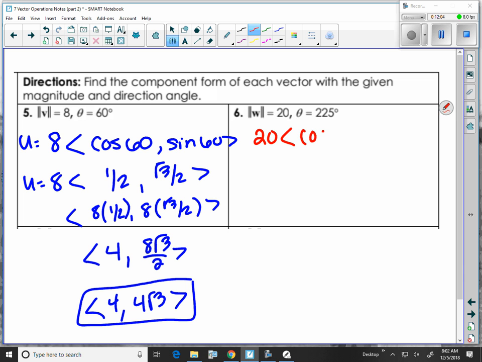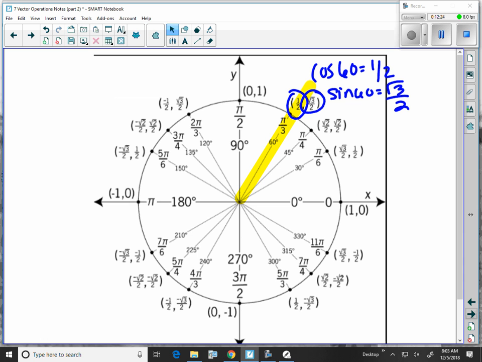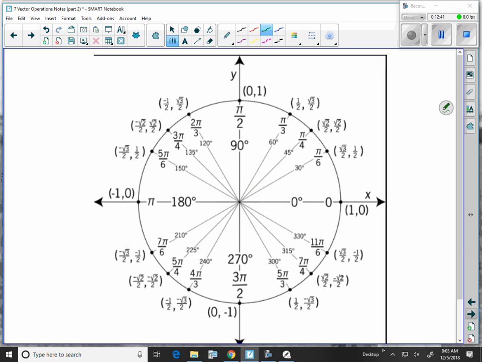starting formula here. So we have 20 times the cosine of 225 and then sine of 225. You're going to reference your unit circle. Sometimes these angles will be on the unit circle and sometimes they won't. The unit circle will trump your calculator. So if it's on the unit circle, I want you to use that. So we look for 225. We do have 225. 225 is right here in the middle.